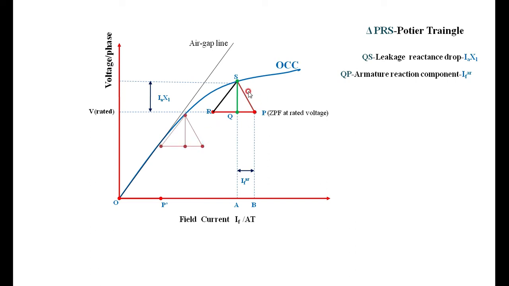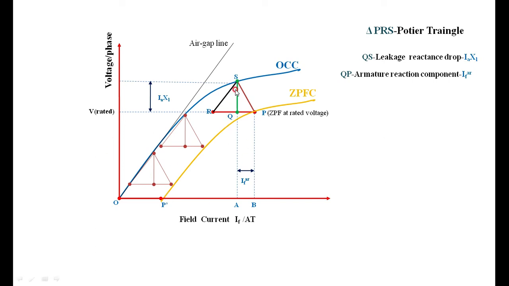You can look into that. This is the same: this Potier triangle I placed at this particular point. Same thing, you just have to copy this and bring one of the points onto the OCC. Then this point is on the ZPF curve. Similarly, one more Potier triangle I am placing here, which means this point is also on the ZPF, so you can join them, and then you get the ZPF characteristic. This is how you have to draw the ZPF characteristic.